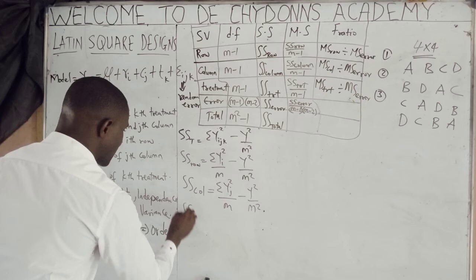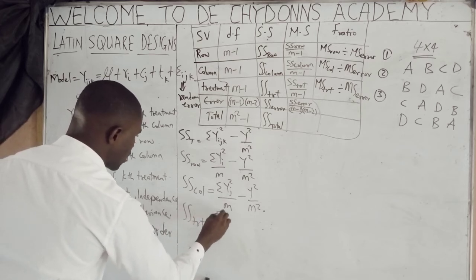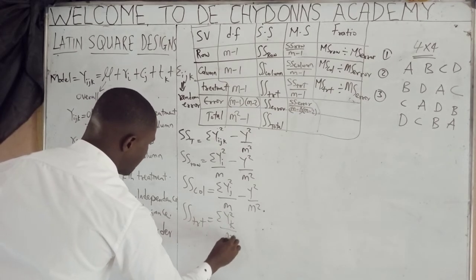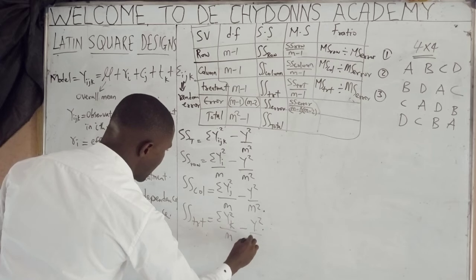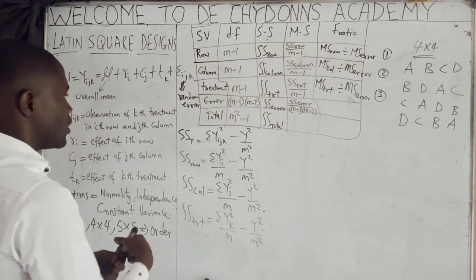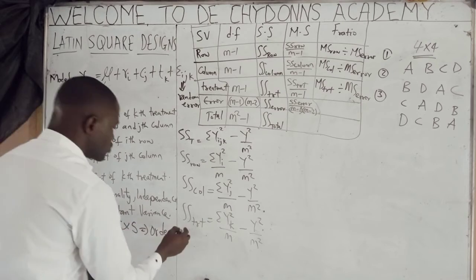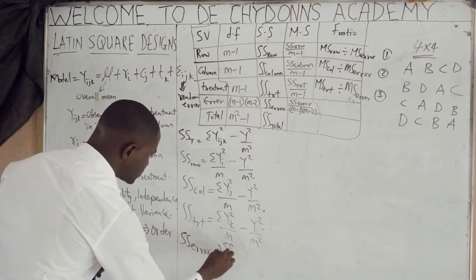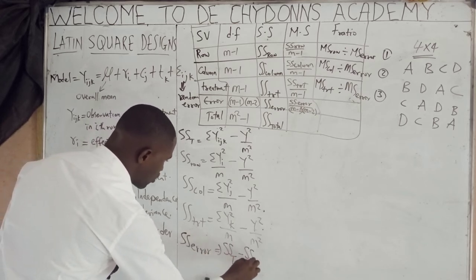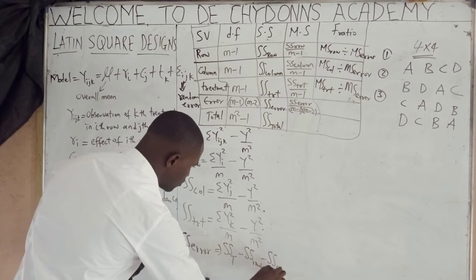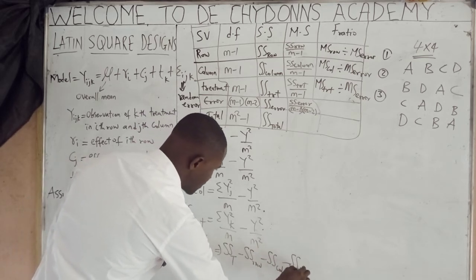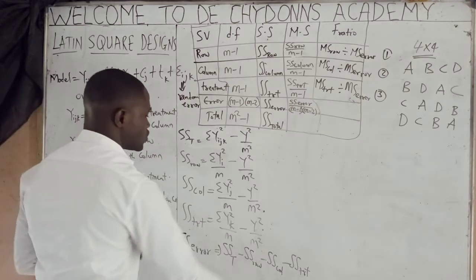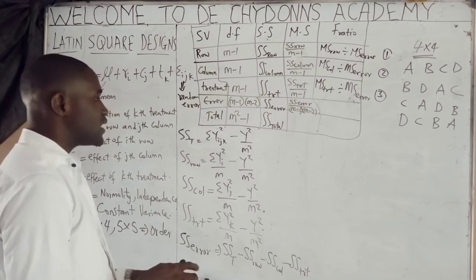Then SS treatment equal to summation of yk squared all over m minus y squared over m squared. That tells us that your SS error will now be SS total minus SS row minus SS column minus SS treatment. Okay? So once you do the subtraction very correctly, you get your SS error.